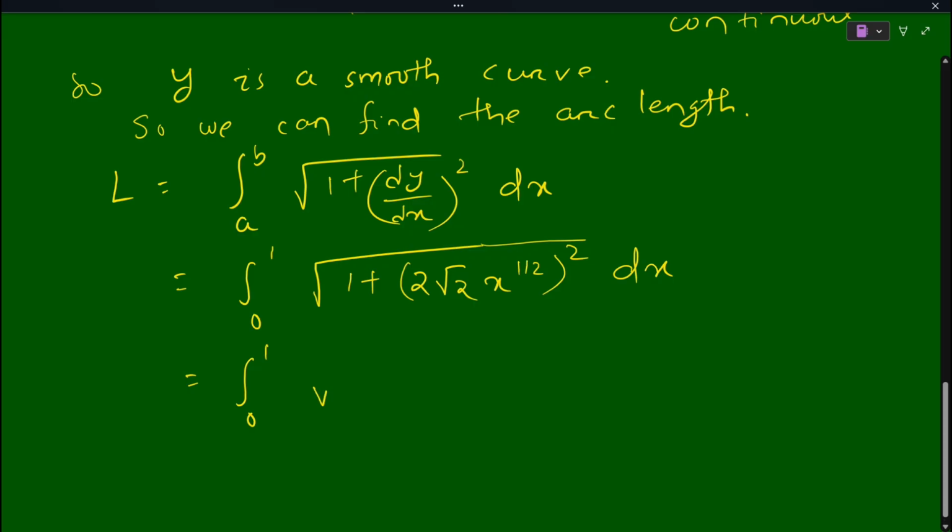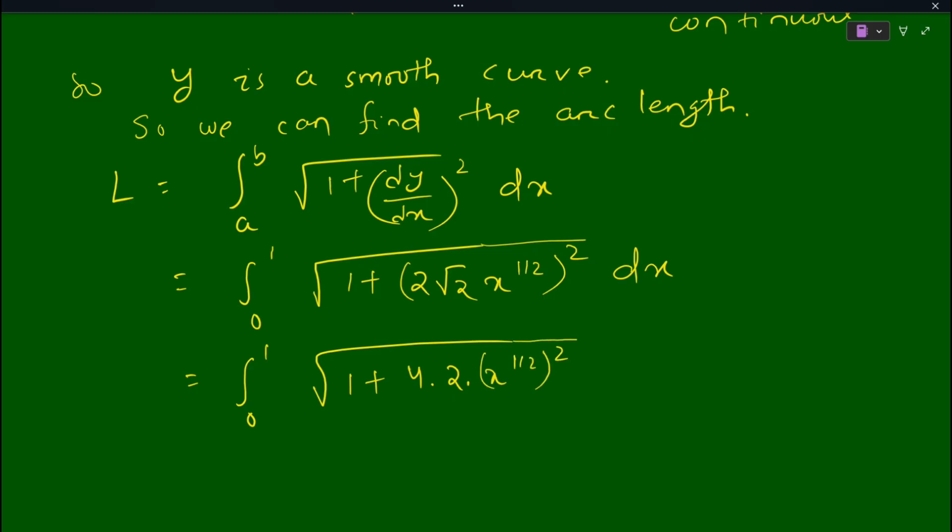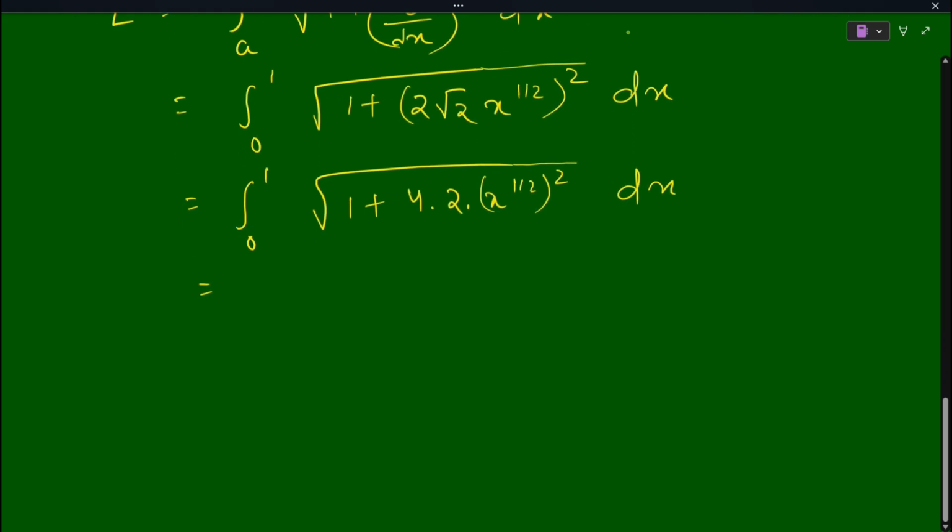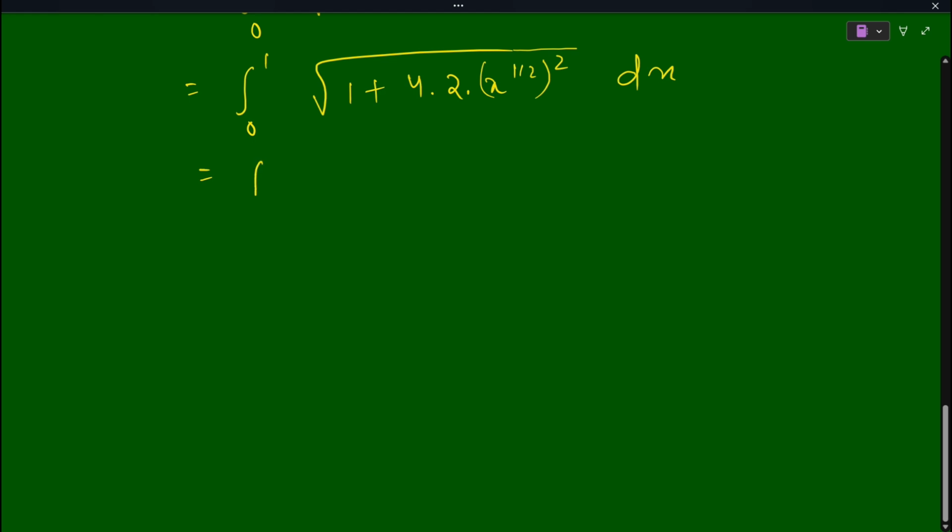So next let's see, this value is equal to how much? It is 1 plus the square of 2, which is 4, then the square of root 2, which is 2, then the square of x to the power half, which is x. So what is this value? This value is 1 plus 8x.